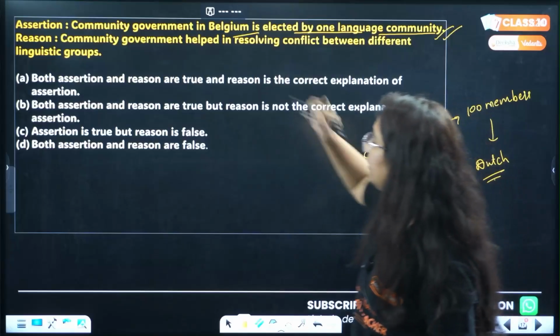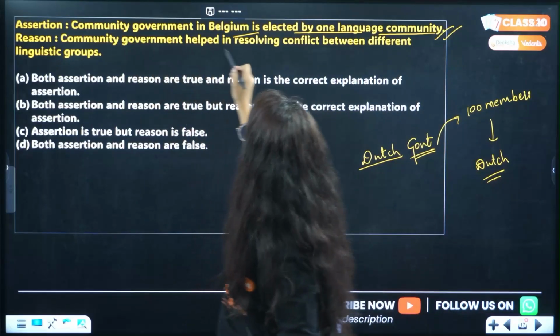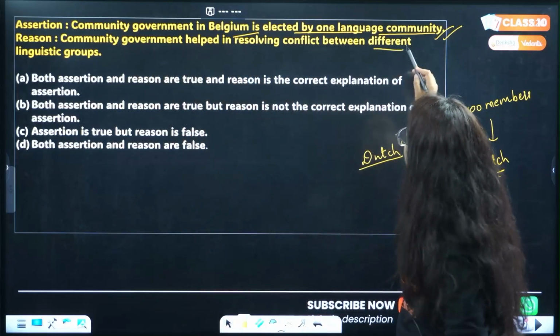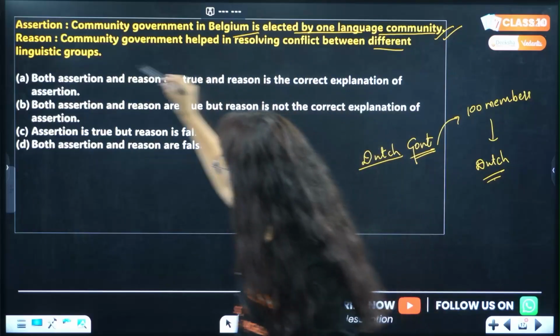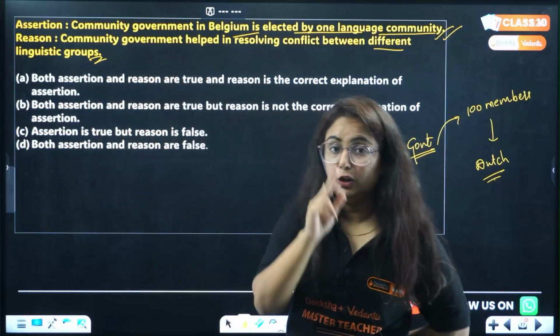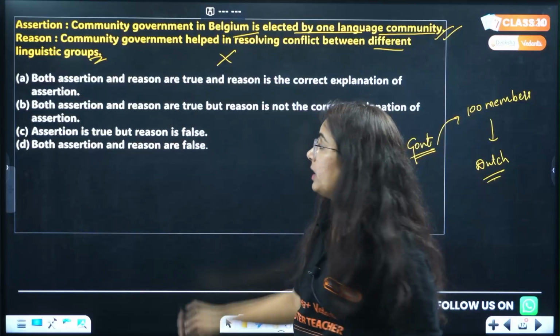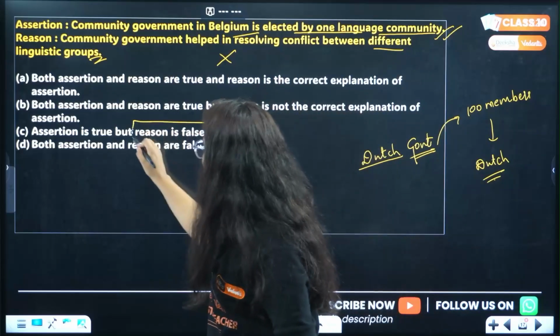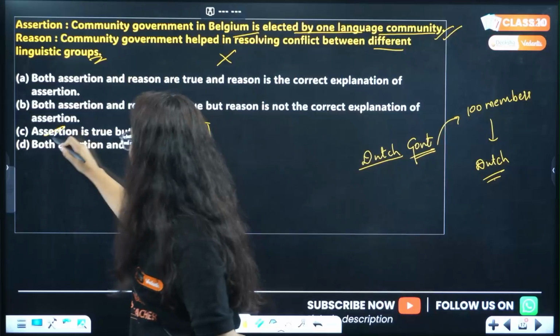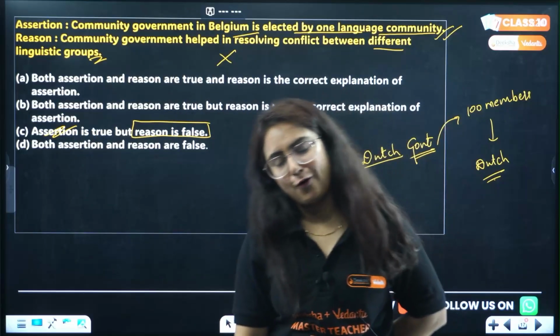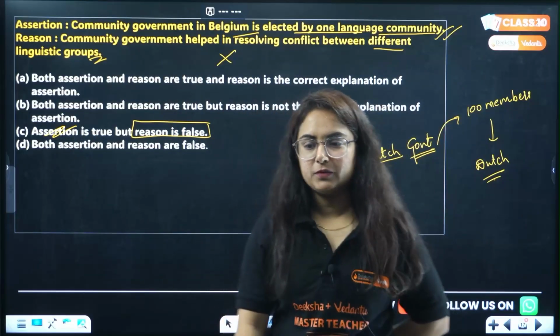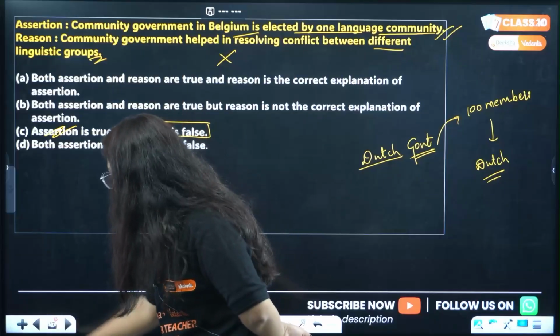Very much correct. Reason: community government helped in resolving conflicts between different linguistic groups. First of all, not different, only the same linguistic group. R is wrong. When R is false, you can see directly here: assertion is true, but the reason is false. Okay? Clear? Very good, bacha.